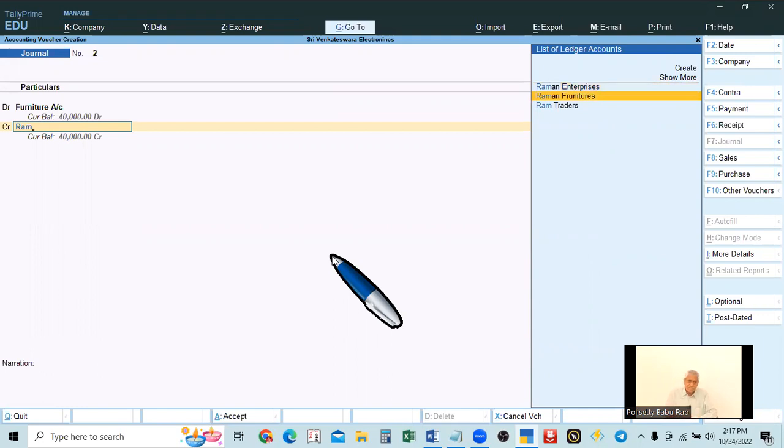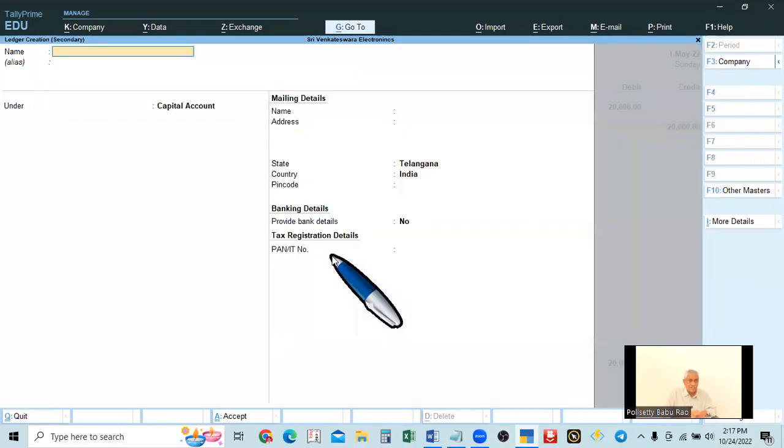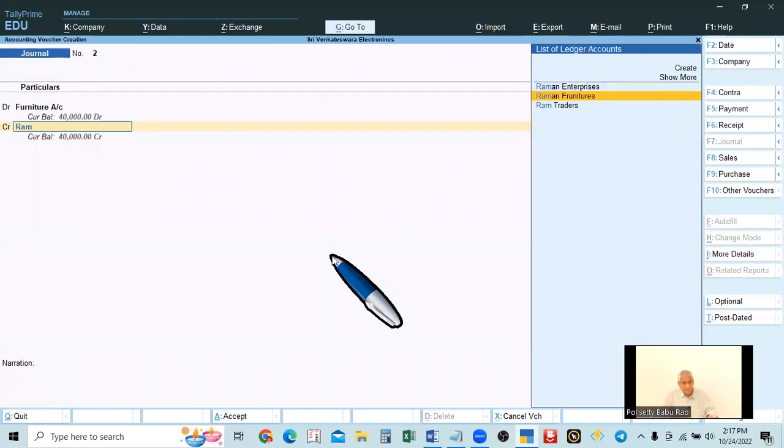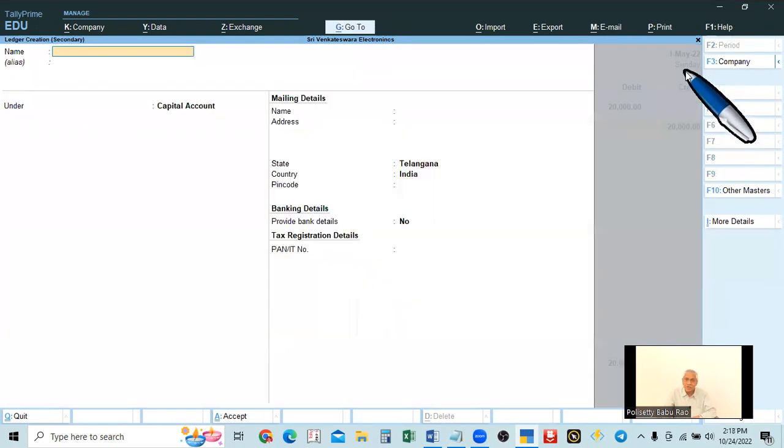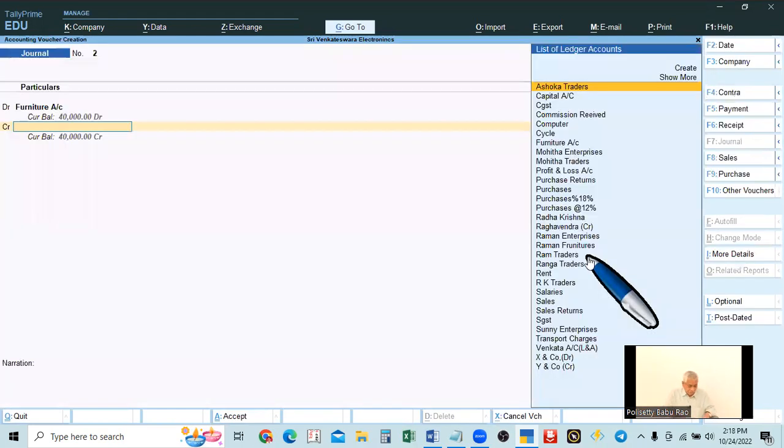Raman Furnitures. In this case also, if that name is not available, we have to create it with Alt C. Or we can see the list of ledger accounts, the window coming on the right side, list of ledger accounts, list of groups and everything. In the list window on the top, we can see create. If you click that also, you will get ledger creation, secondary, during the voucher entry. So like this, we can click Alt C.